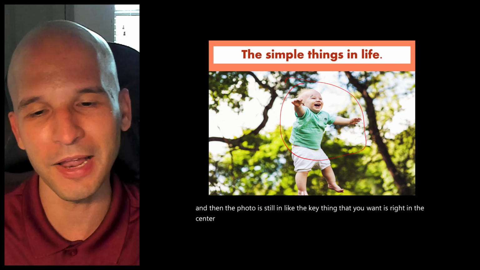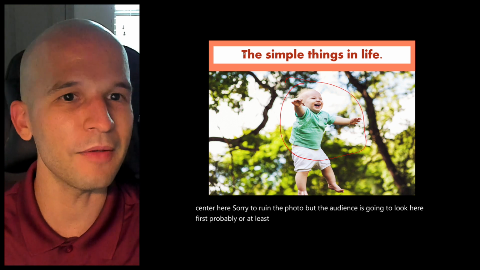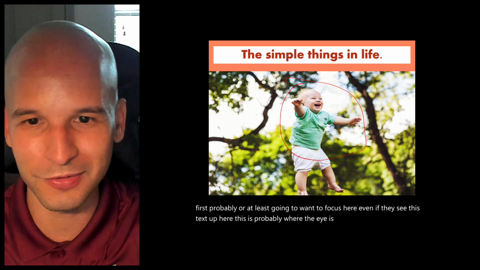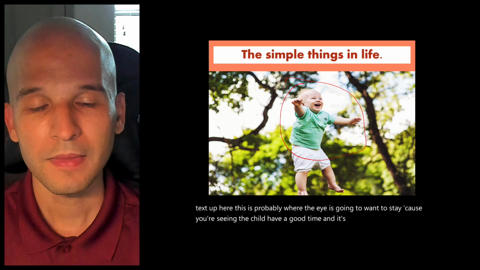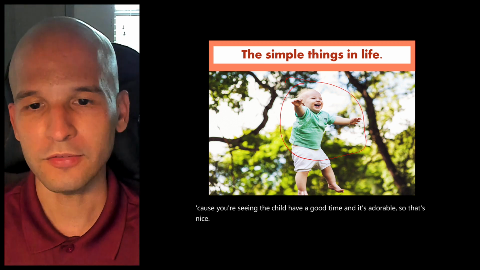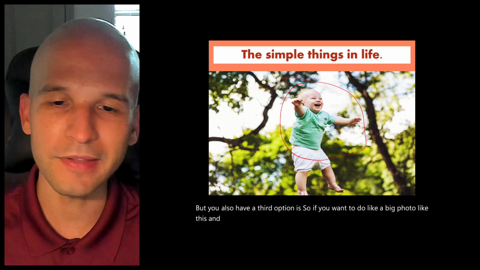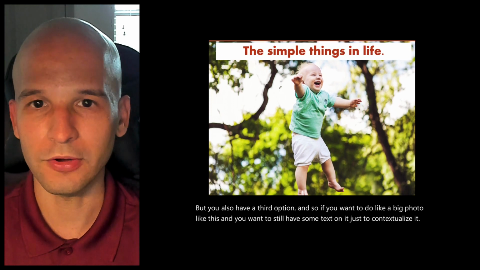Sorry to ruin the photo, but the audience is going to look here first probably, or at least going to want to focus here. Even if they see this text up here, this is probably where the eye is going to want to stay because you're seeing the child have a good time and it's adorable. So that's nice. But you also have a third option. If you want to do a big photo like this and you still want to have some text on it just to contextualize it, you can also do this too.